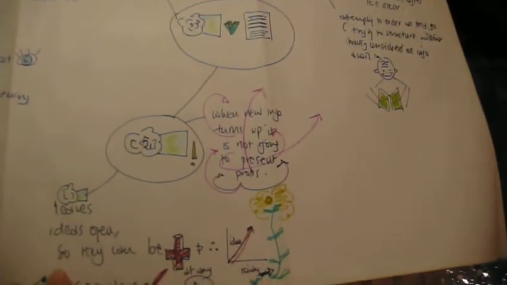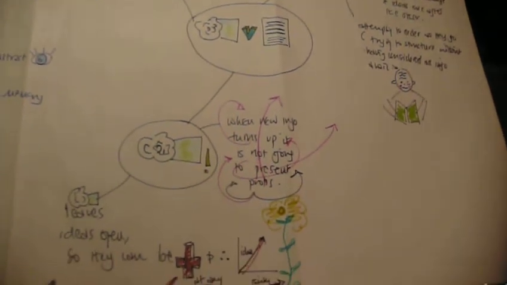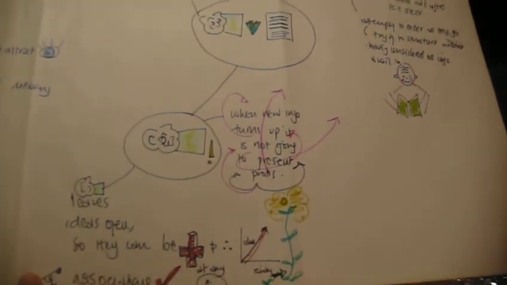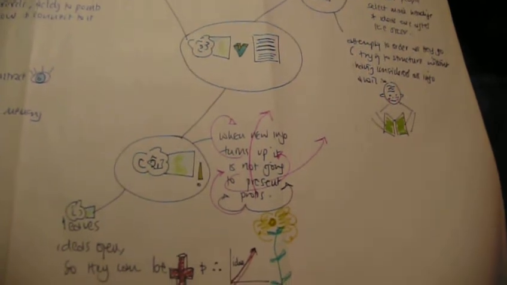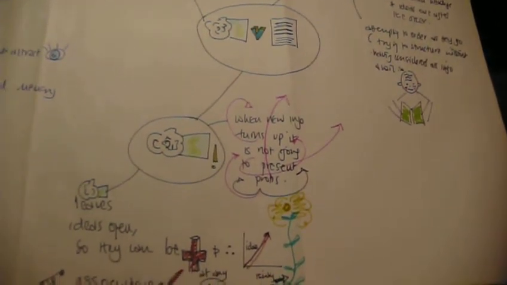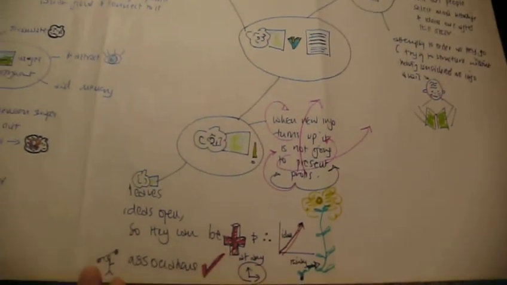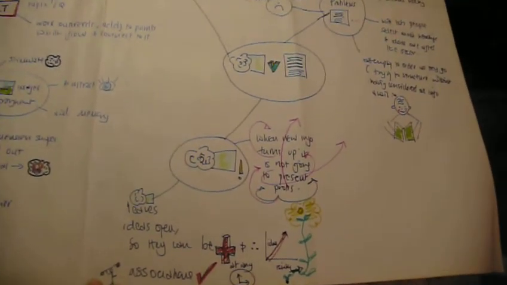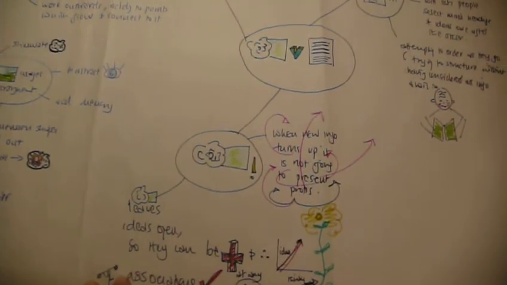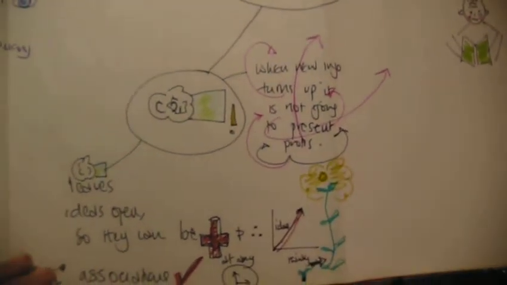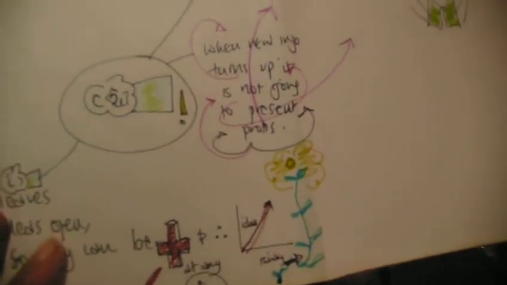So the mind map leaves space for ideas to open, thoughts can be added, and because you can do that, your ideas increase and your thinking increases, strong associations are made. And this is all happening at the same time, so your comprehension is also improving. Now I'll just show you what I mean by that: when new ideas come up, it's not a problem.